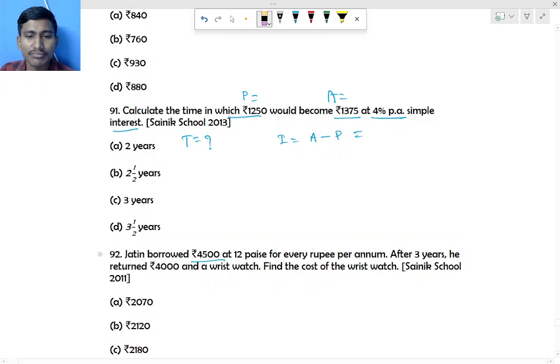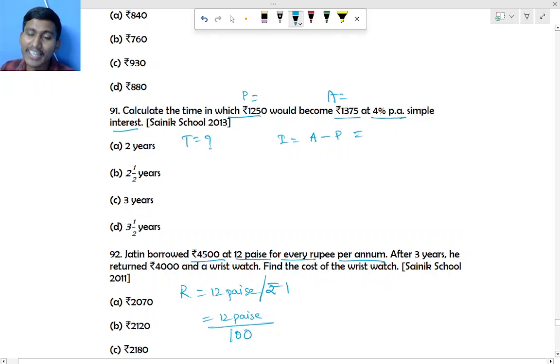Jatin borrowed 4000 at 12 paise for every 1 rupee. 12 paise for every 1 rupee means that is 12% rate of interest. How much rate of interest? 12%. See here, rate of interest is 12 paise for every 1 rupee. 12 paise means 12 paise, but 1 rupee means 100 paise. So 12 divided by 100 means it is 12%. That is why it is 12%.